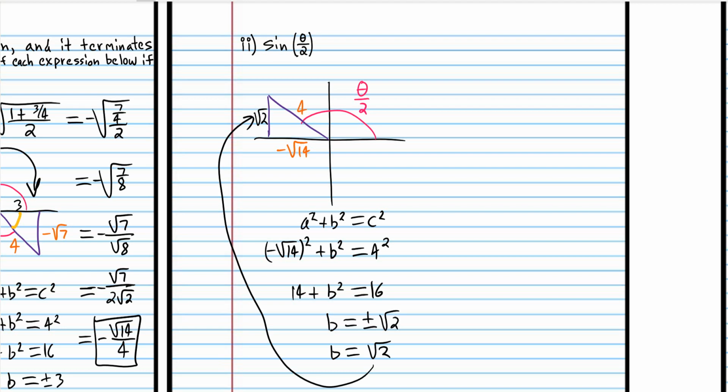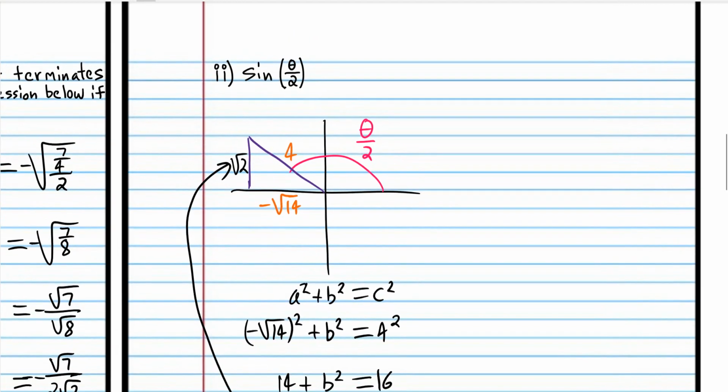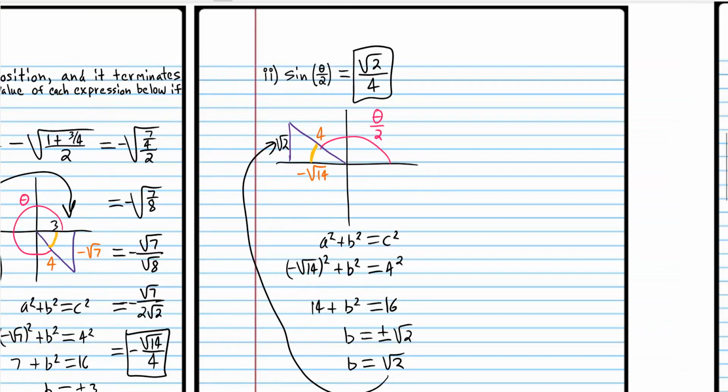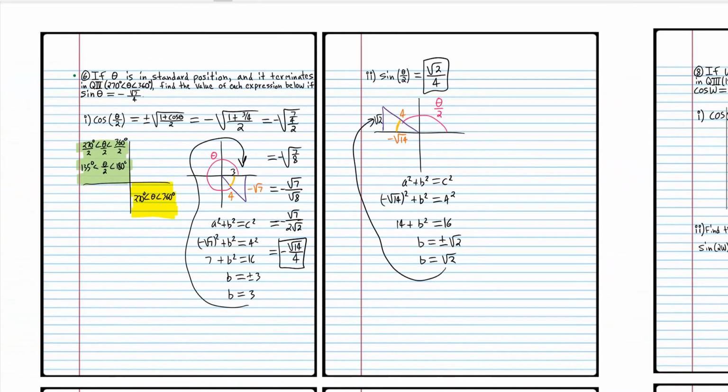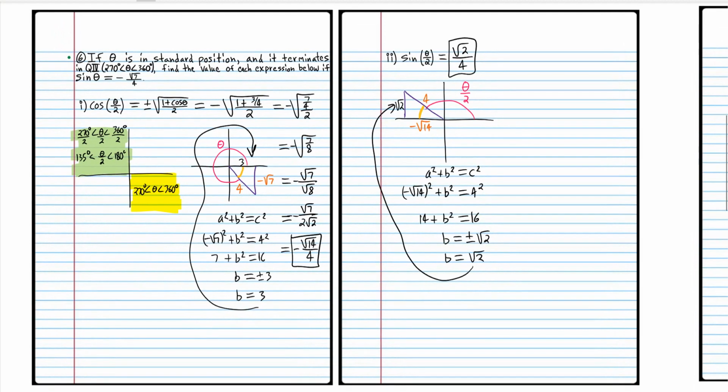So now we're ready to find sine theta over 2. That's just the opposite side of the yellow reference angle divided by the hypotenuse. And there you go. We're done. So if you got that one right, perfect.